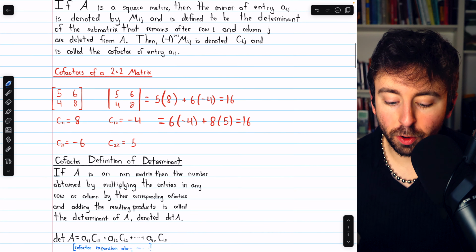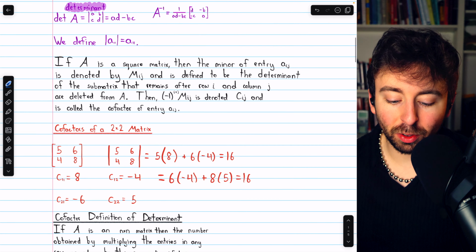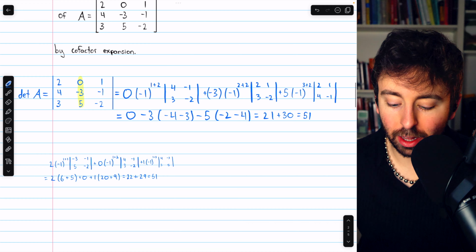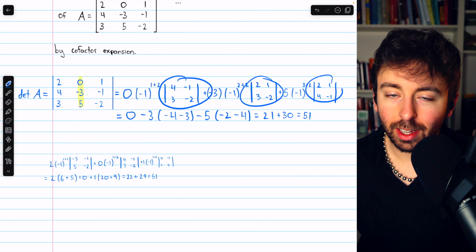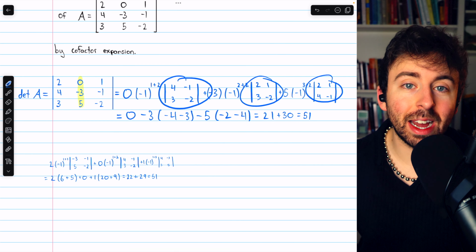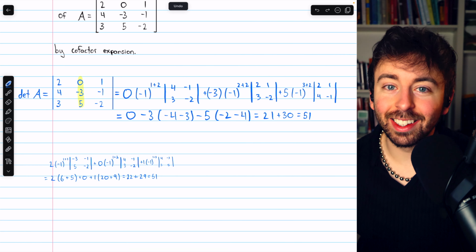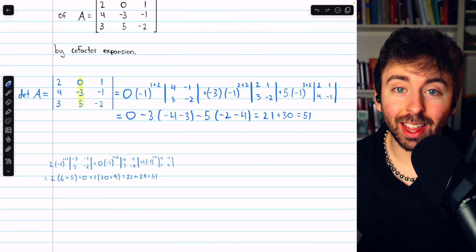Of course, for larger matrices, this definition becomes quite time-consuming indeed. All of these places where we evaluated 2 by 2 matrices, if this was 4 by 4, we would be evaluating 3 by 3 matrices at that step. That would be a pain. This is a lot of work to do by hand, but that's how you do it.